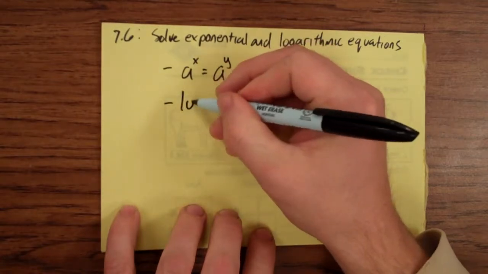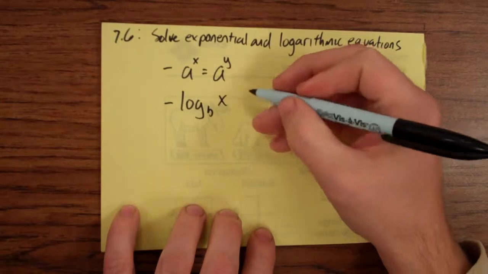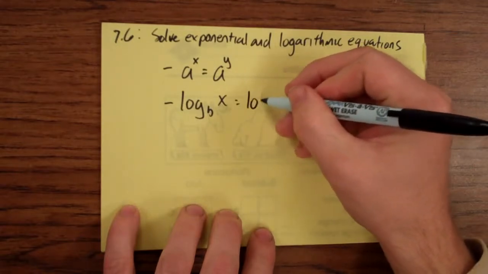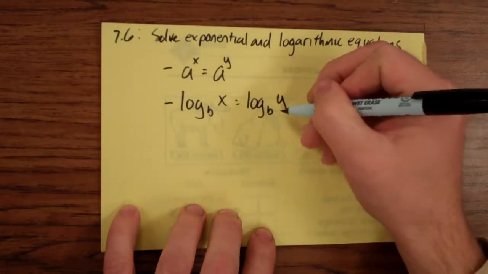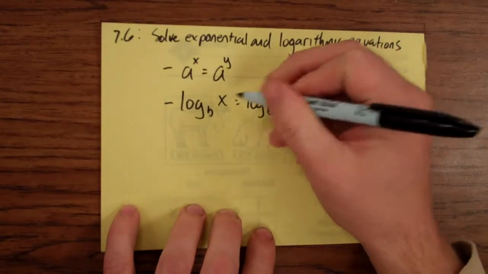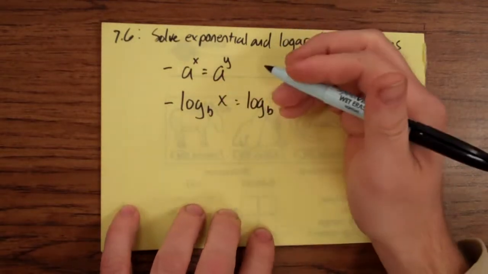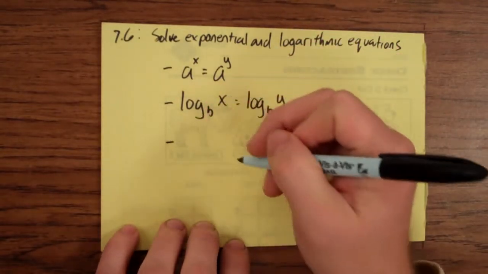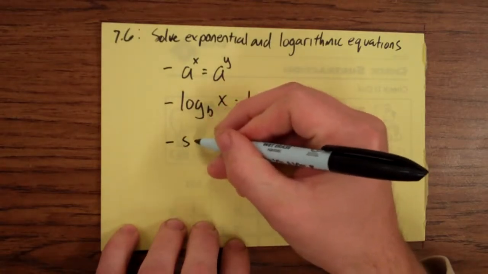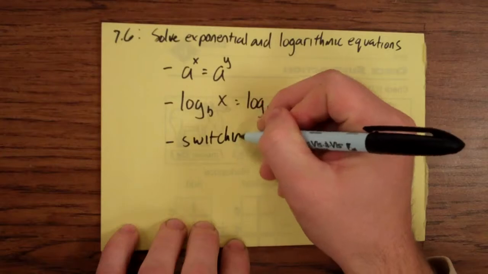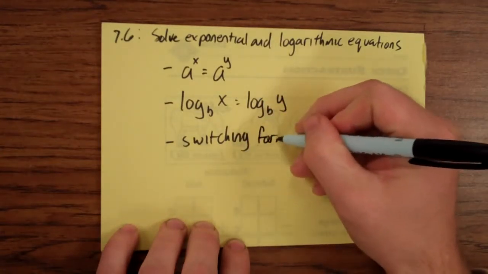The next one is, say I have a log of some base of a number, and that's equal to the log of the same base of another number. In these, in the x and the y stuff, there's variables involved. And the other is the kind of equation where you're going to be switching forms.